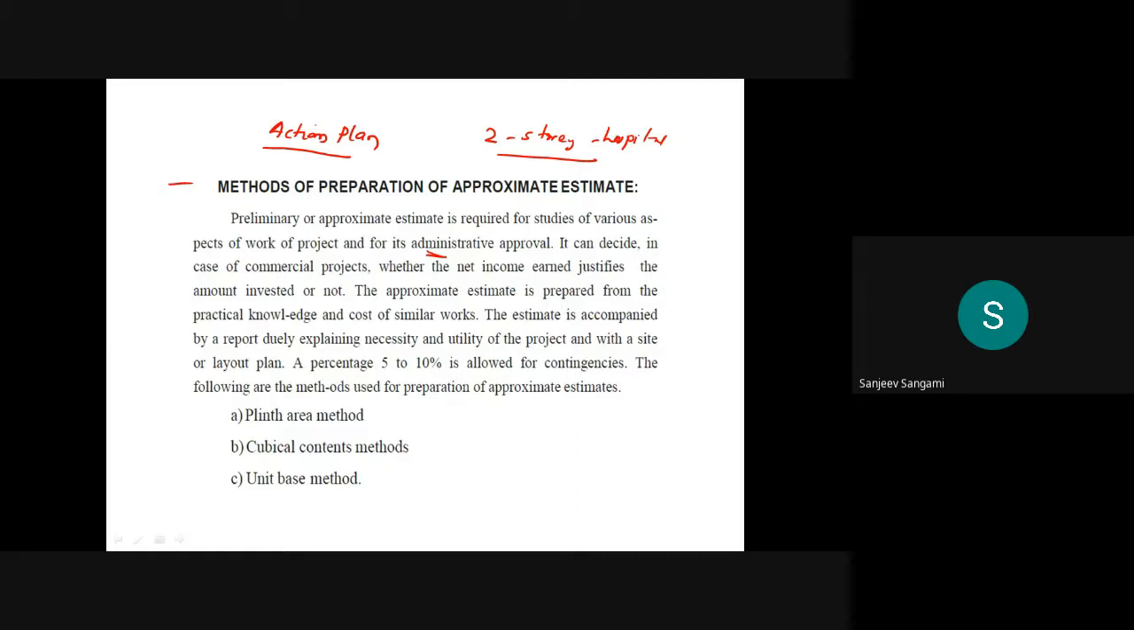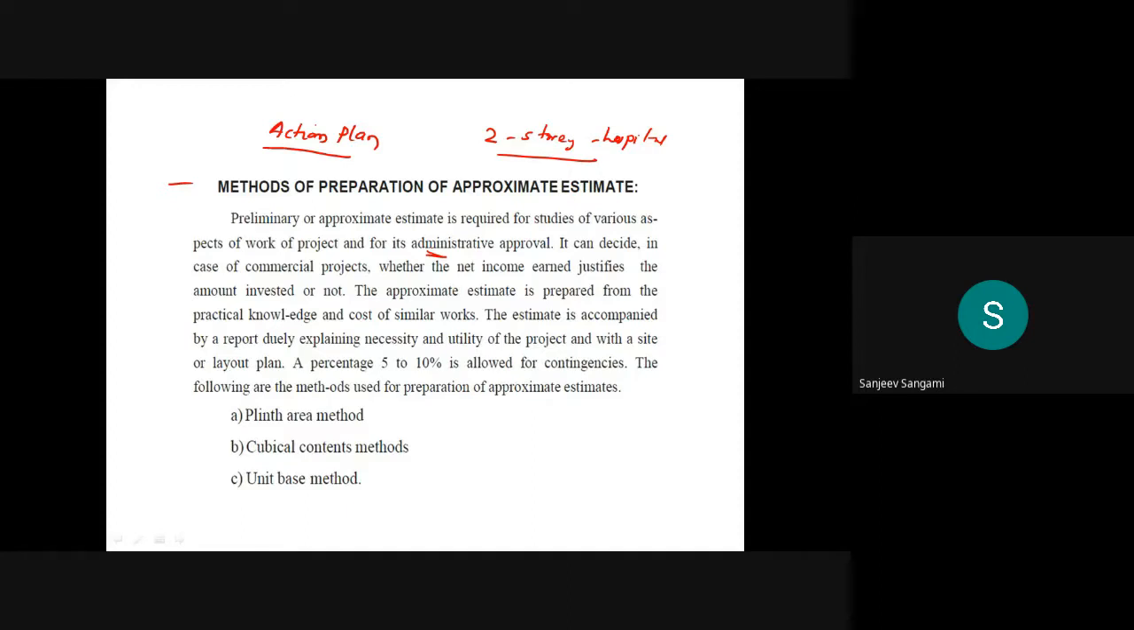Then it can decide, in case of commercial projects, whether the net income earned justifies the amount invested or not. See, why you have to go with the approximate estimate is whether I have to move forward with the project or not. You have to ask how much amount is required for that project. For example, if the government is not having any funds and you raise higher funds, they may tell that okay, this year it is not required, go with next year.